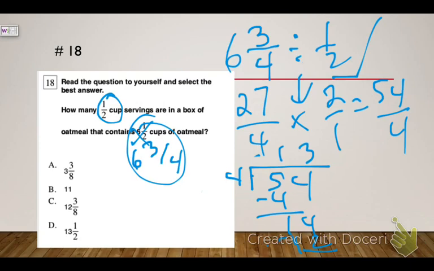And we get 13, and now you notice that there are fractions over here. So we get 13 2/4, or 1/2. Well, kids, there's only one answer in here that has 1/2. That's letter D. So 13 2/4 becomes 13 1/2.